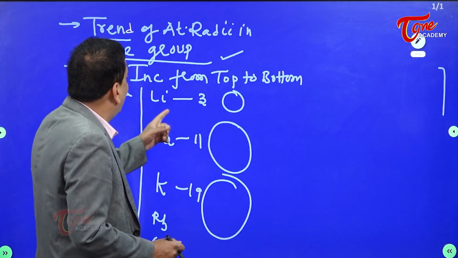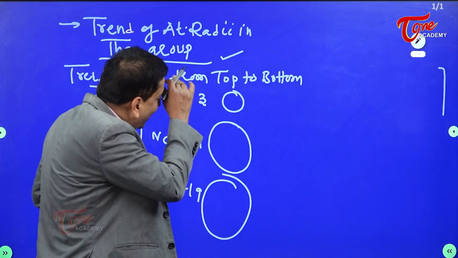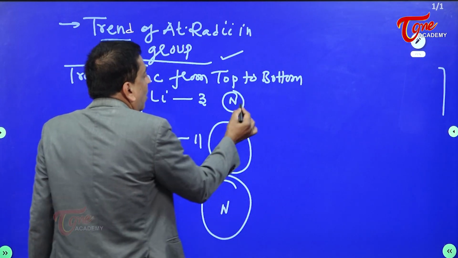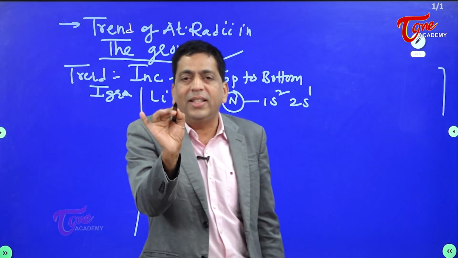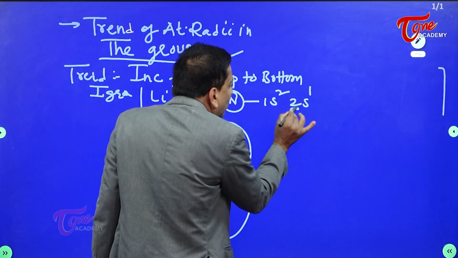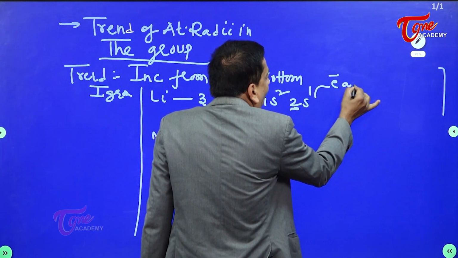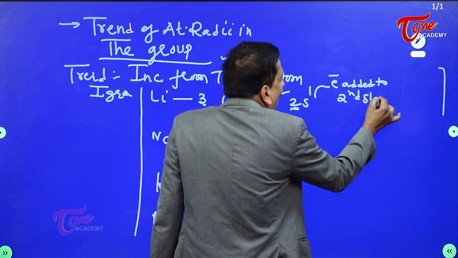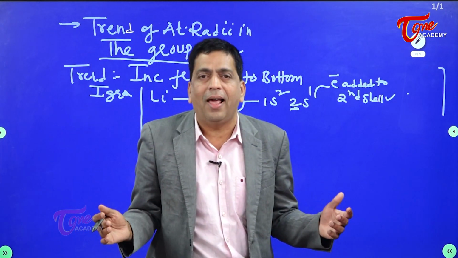But what did I write? The size increases from top to bottom. Well, if I can write the configuration, this is the nuclear size which is growing. But look at the configuration. It is 1s2, 2s1. And I'm underlining the outermost shell. This is the outermost shell, that is the second shell. So you can say electron added to the second shell.